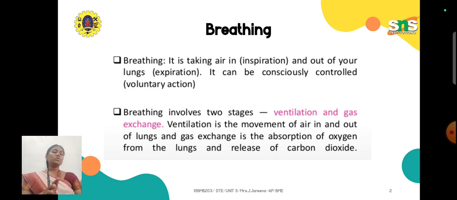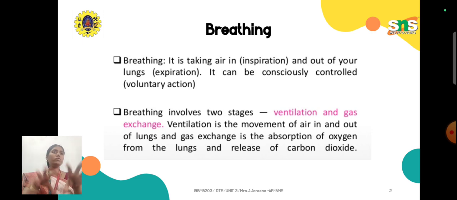Whereas gas exchange is the utilization of oxygen, the exchange of oxygen happening between alveoli and blood vessels, or blood vessels and cells. This exchange of gases is called the second stage, and ventilation is the first stage. First we have to take in the air, and the second stage is the utilization of that air. So these two stages are all about breathing.